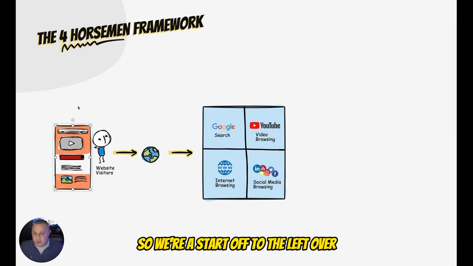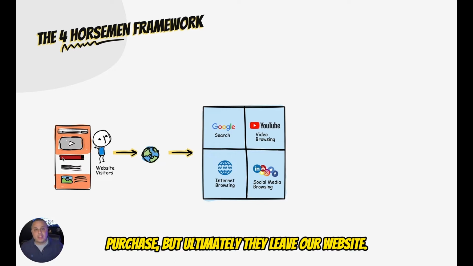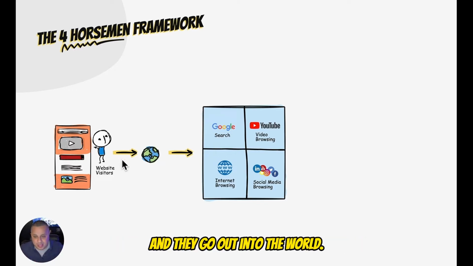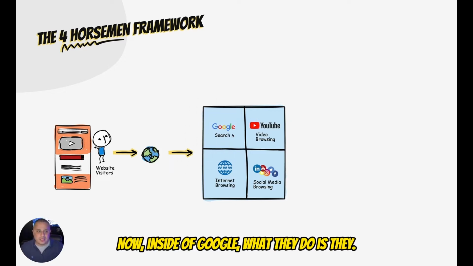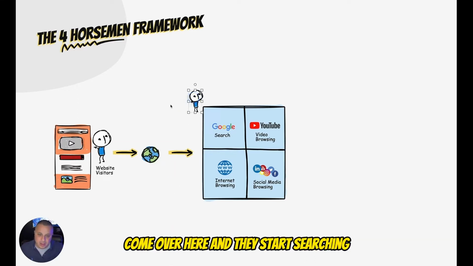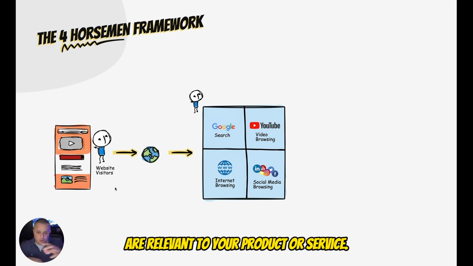So we're going to start off to the left over here, and we have a website, right? We have visitors that come to our website, and maybe they purchase, maybe they don't, but ultimately they leave our website and go out into the world, and the first place they go is Google. Inside of Google, they start searching search terms that are relevant to your product or service.